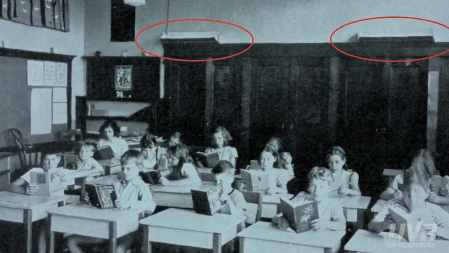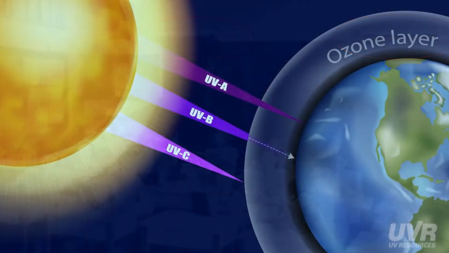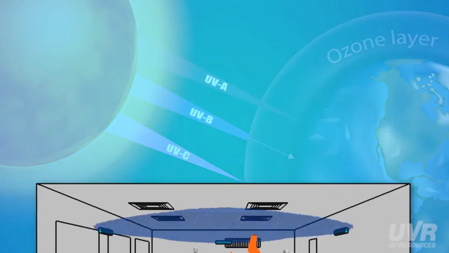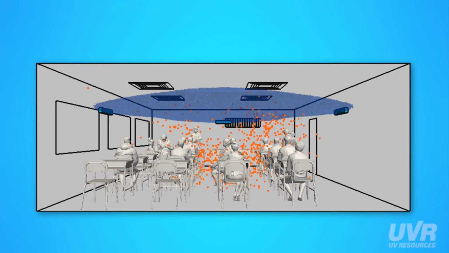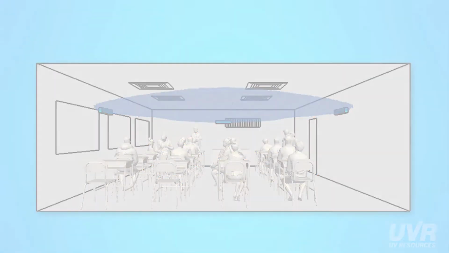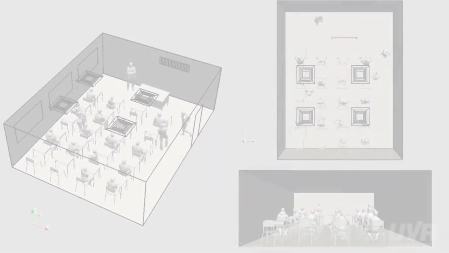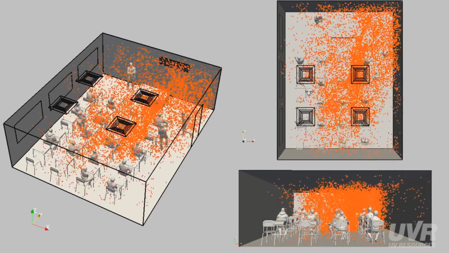The technology's popularity dates back nearly a century when scientists discovered that the sun's UV energy destroys germs and bacteria. In less than a second, UVC light can inactivate pathogens, essentially neutralizing infectious diseases. To illustrate how easily infectious pathogens can spread, we used a computer simulation to model a student sneezing in the middle of a classroom. The simulation shows what scientists already know.